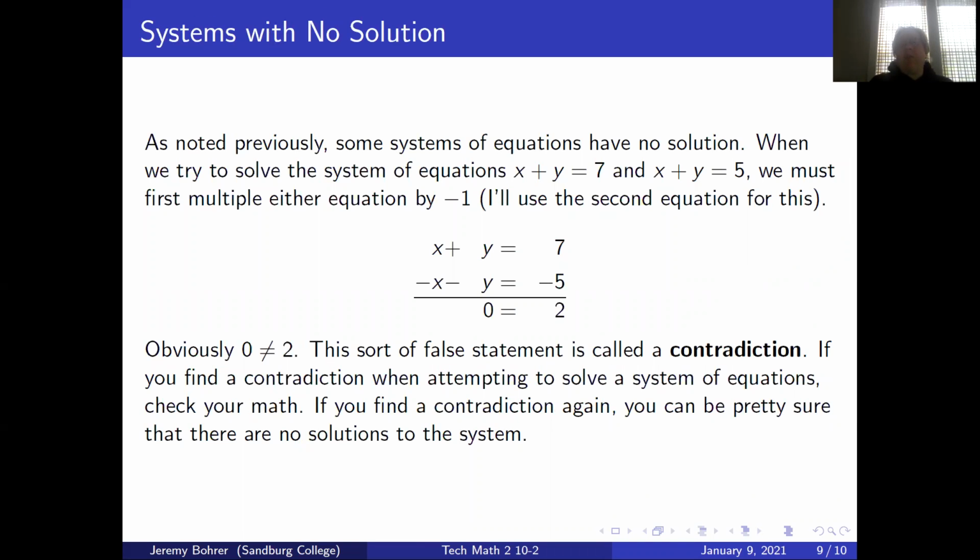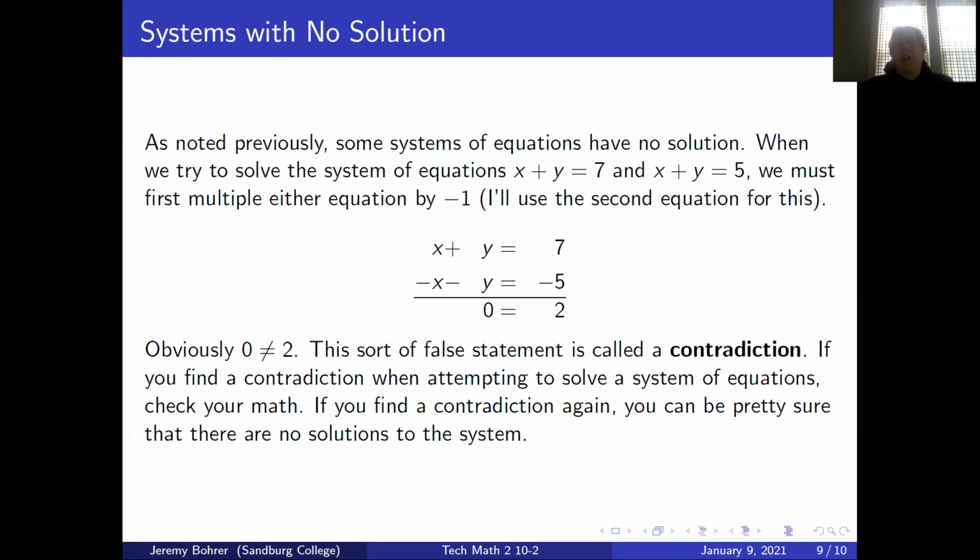As noted previously, some systems of equations have no solution. When we try to solve the system of equations x plus y equals 7 and x plus y equals 5, we must first multiply either equation by -1, and I'll use the second equation for that. That gives us x plus y equals 7 and negative x minus y equals -5. So when we add those together, we get 0 equals 2.